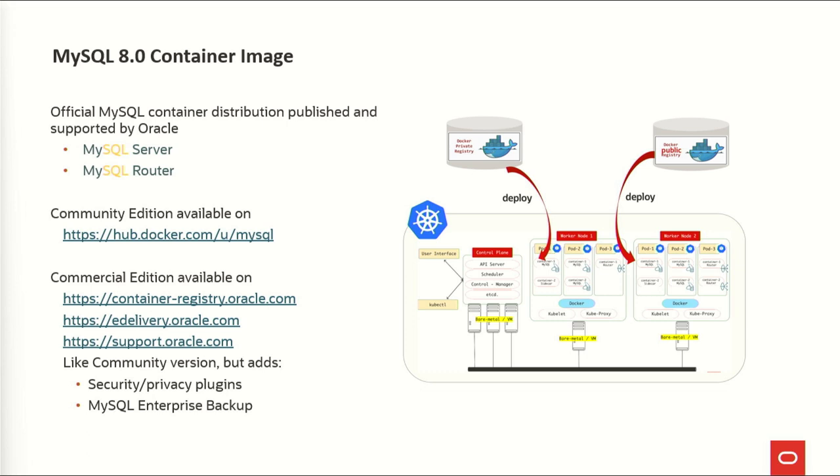So this is the container image. We provide community server container images as well as enterprise servers. The community server can be downloaded from hub.docker.com/r/mysql, while the commercial editions, the MySQL Enterprise Edition router, as well as the operator and MySQL database, are available on container-registry.oracle.com, or you can download from edelivery.oracle.com or support.oracle.com.